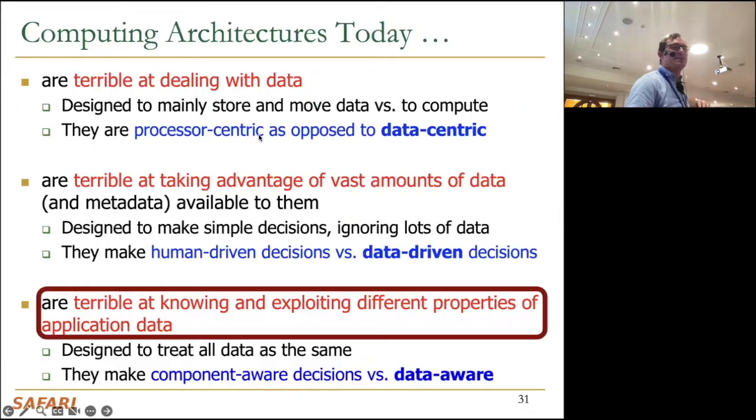Today's computer architectures are processor-centric. We're going to cover that. Today's computer architectures make human-driven decisions. We're going to cover that with machine learning at the end. This was a piece we were not covering in the original slides, but I think today's architectures are poor at knowing and exploiting different properties of application data because this information is not discovered at the higher level and not communicated to the lower levels in general. With specialized accelerators, this is changing, but I think we need to do this more at the general purpose level also. So basically, today's architectures are designed to treat all data the same. They make component-aware decisions as opposed to data characteristic-aware decisions.